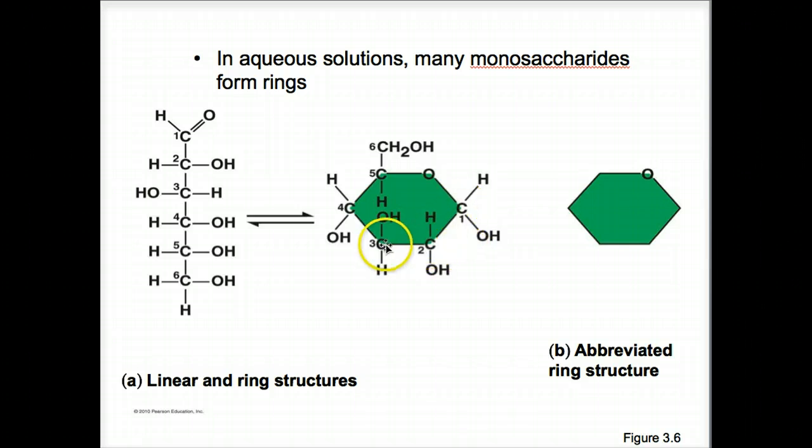You still have your 6 carbons right here, right? But they've just formed a ring structure. Same exact thing. These 2 arrows right here mean that these molecules can go back and forth into different forms.